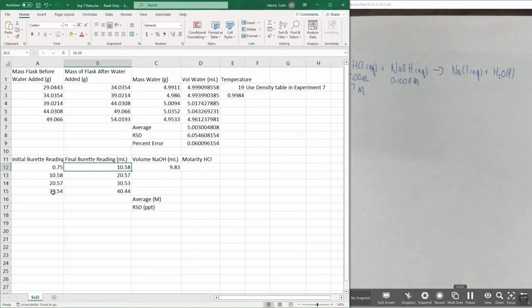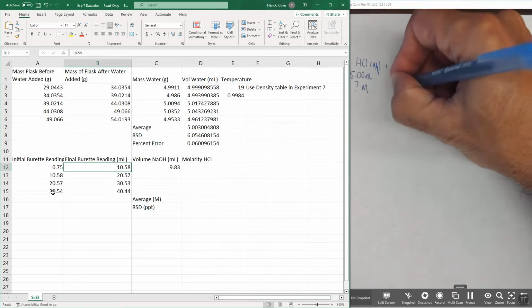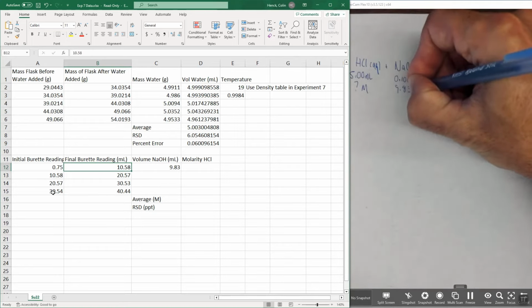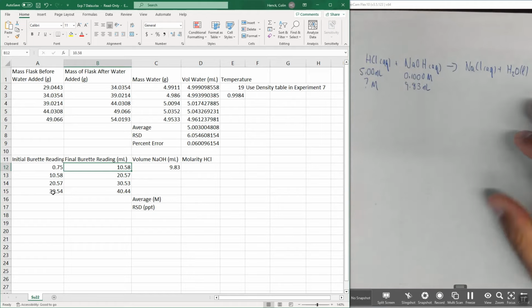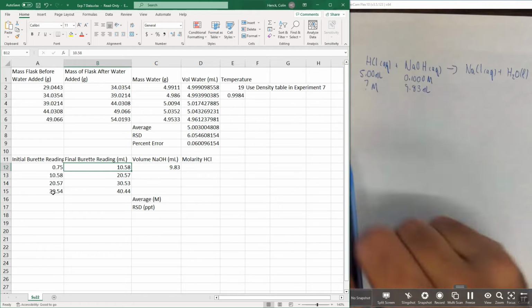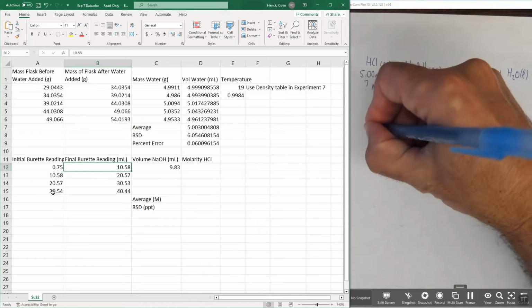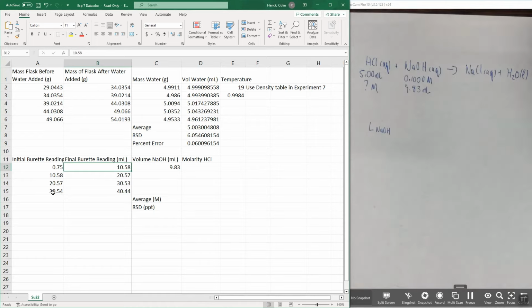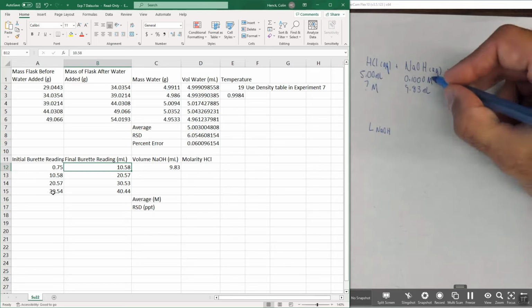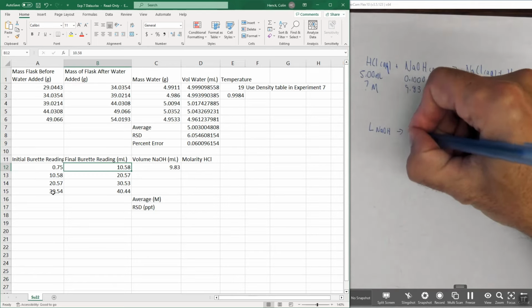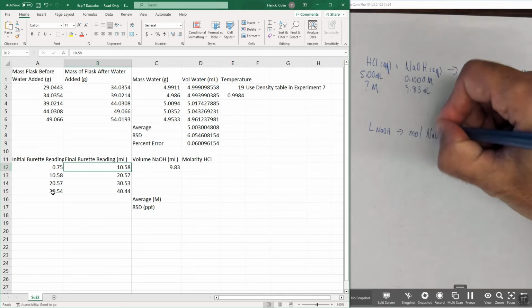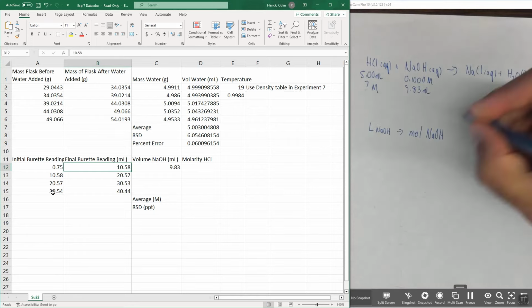All right, so now we know that this one took 9.83 milliliters. So now our goal is to find the molarity of the HCl. So what's our plan of attack? Well, we're going to start with the liters of NaOH. What can we find with the liters of NaOH? Well, we know the molarity of the NaOH, so we could find the moles of NaOH. Once we found moles of NaOH, we could find moles of HCl.